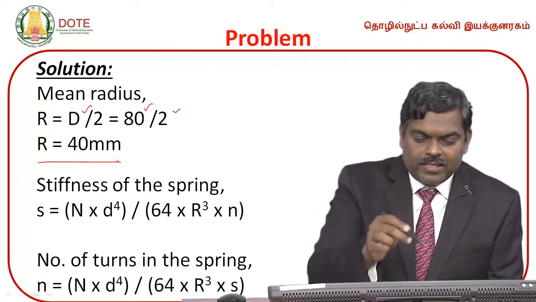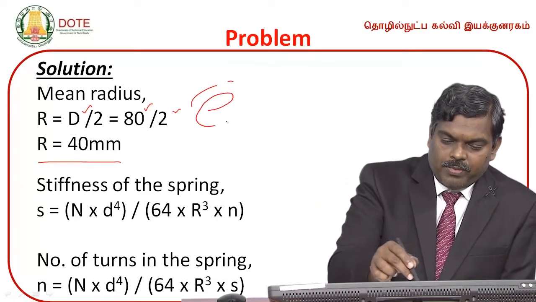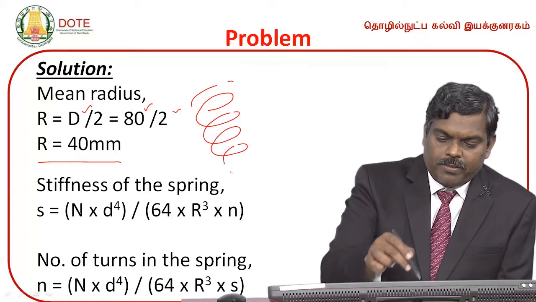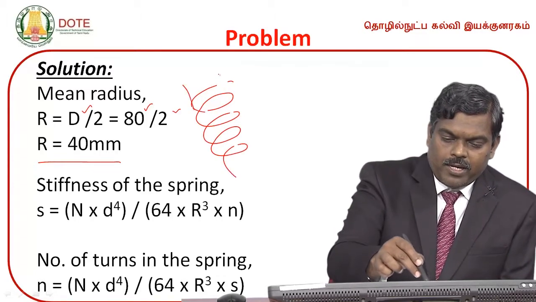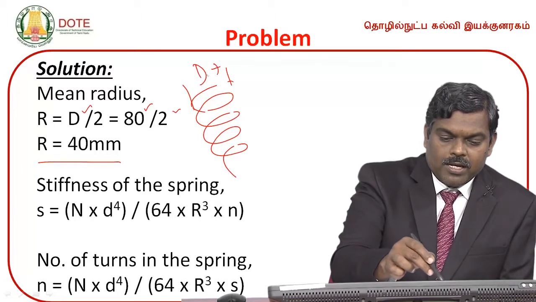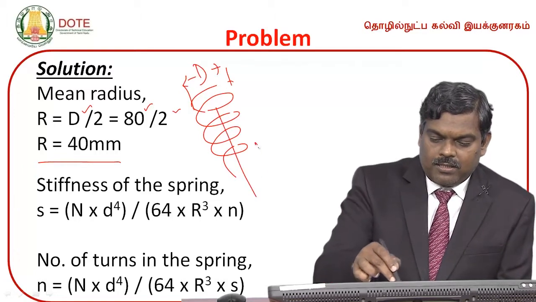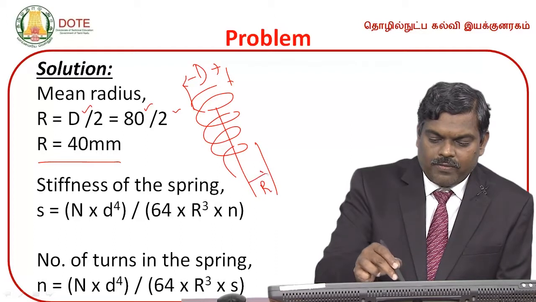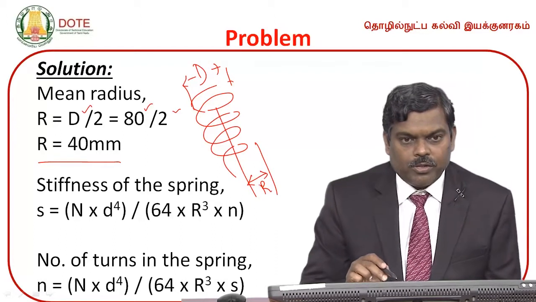Then what is this r? நம்மளோட ஸ்ப்ரிங் இந்த மாதிரி இருக்குது அப்படின்னா, this is going to be capital D. This radius, this is going to be capital R. இதைத்தானே நம்ம R அப்படின்னு சொல்கிறோம்.